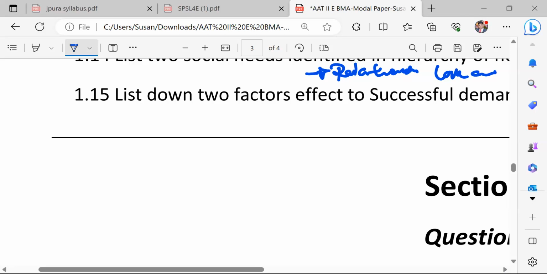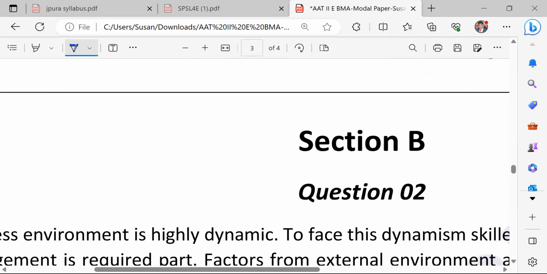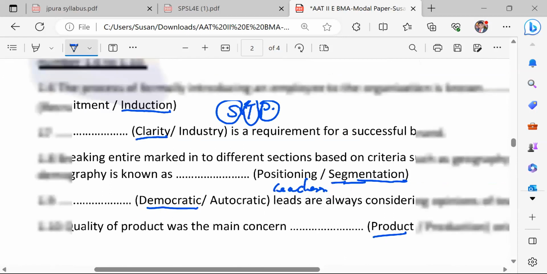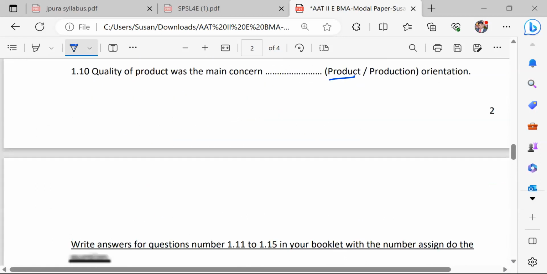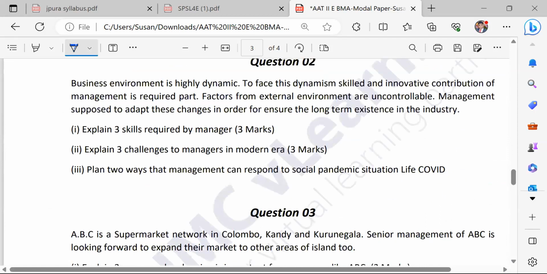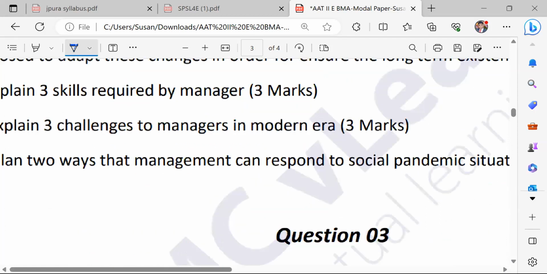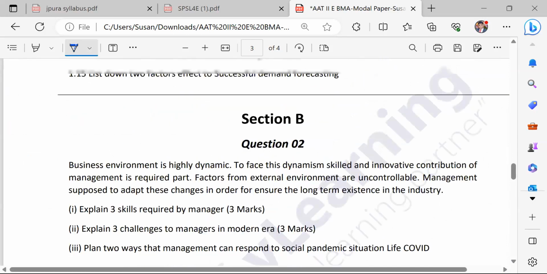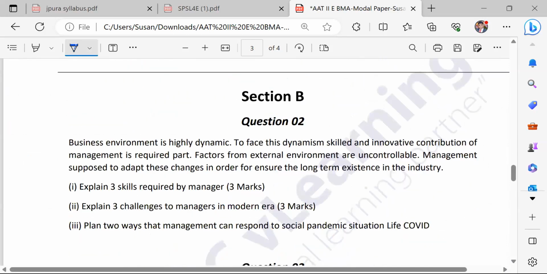These are not sections included in section B. Altogether there are 15 sections. And this is section B, section number 2.